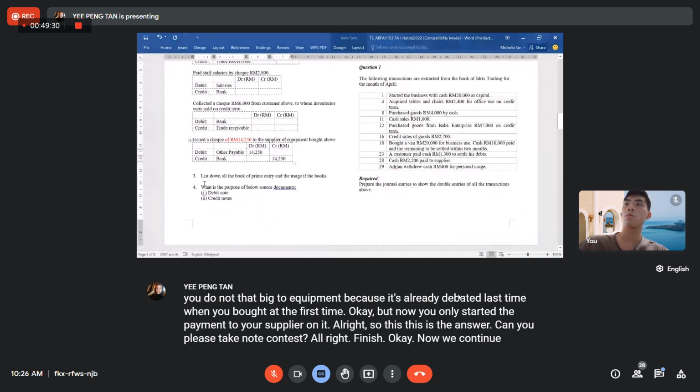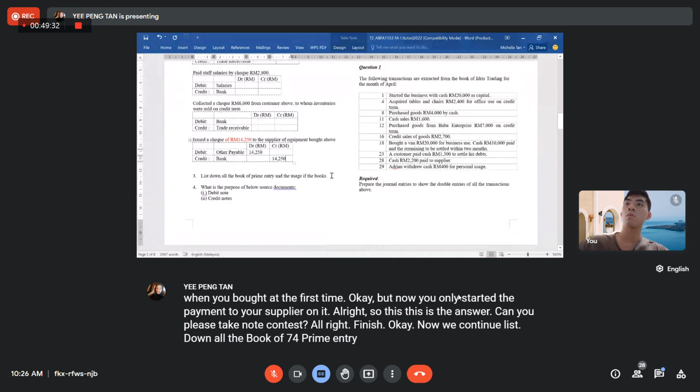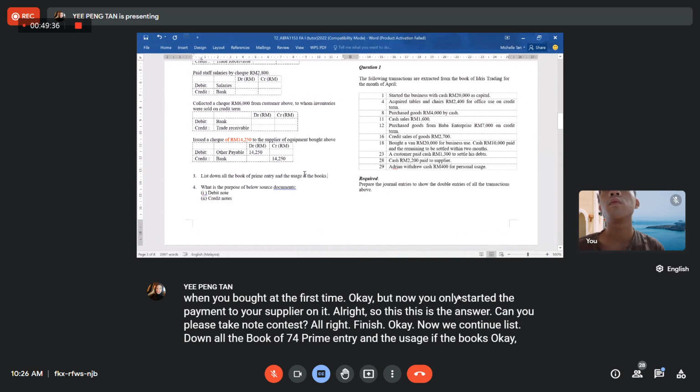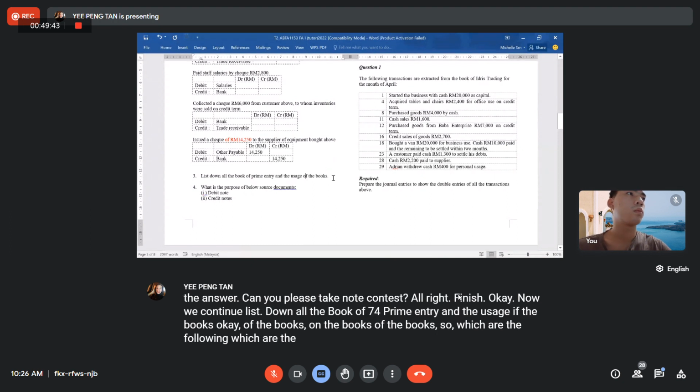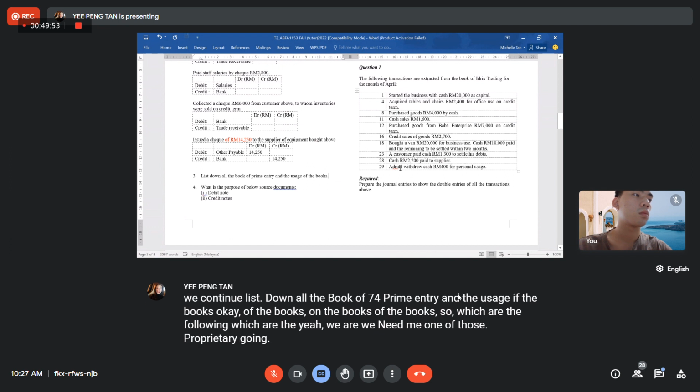List down all the 7 books of prime entry and the usage of the books. So which are the following? Jia Wei, name me one of the books of prime entry.